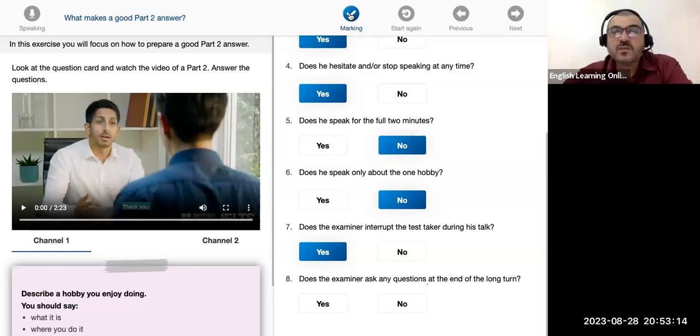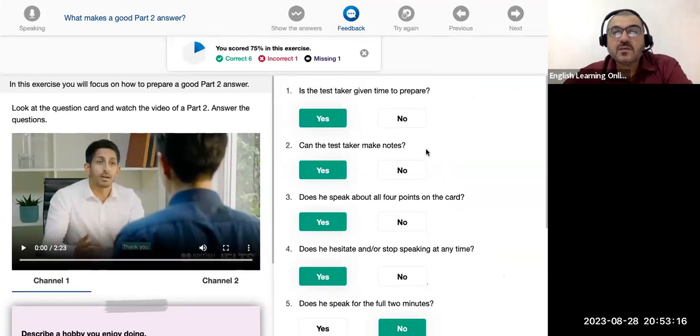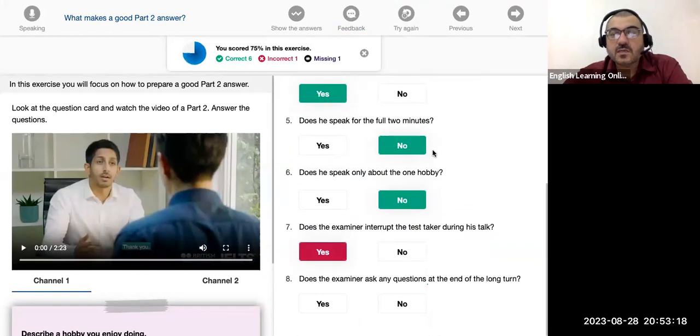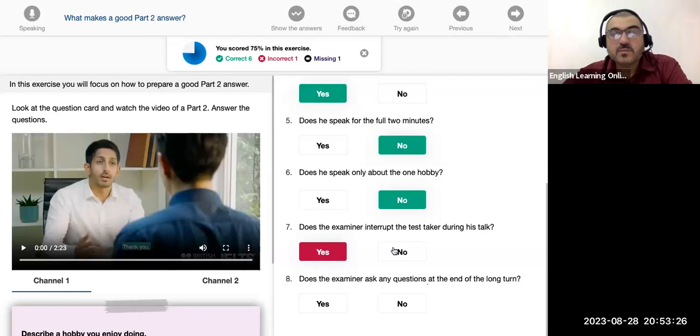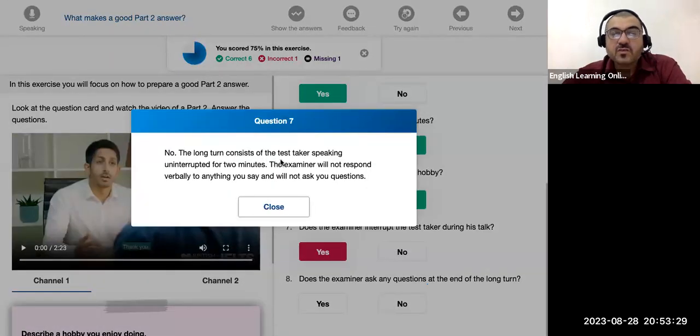Let's check the answers. Does the examiner interrupt the speaker during his talk? No, he doesn't, okay? Actually, this is because the long turn consists of the test taker speaking uninterrupted for two minutes. The examiner will not respond verbally to anything you say and will not ask you questions.